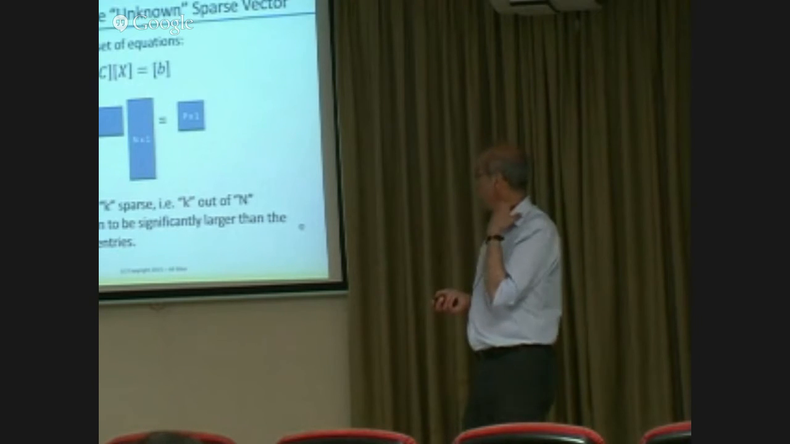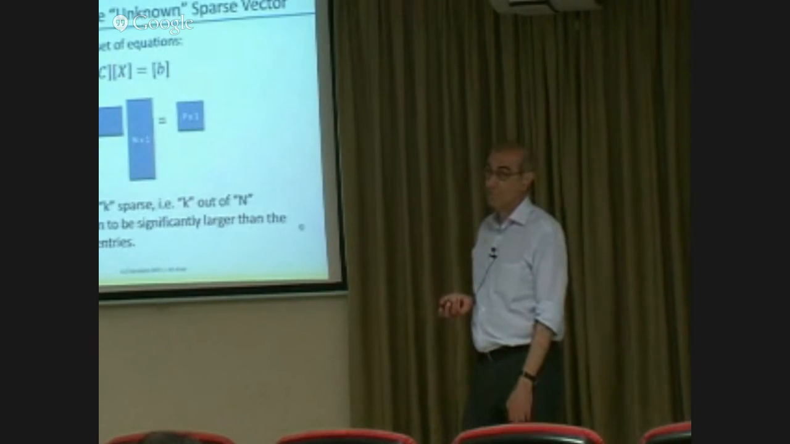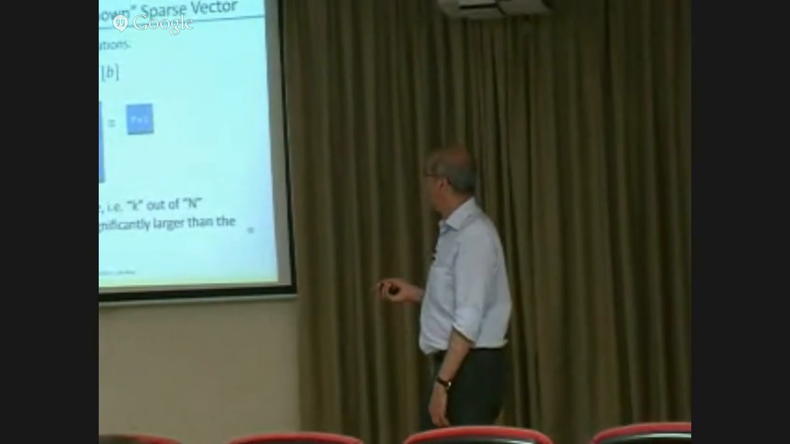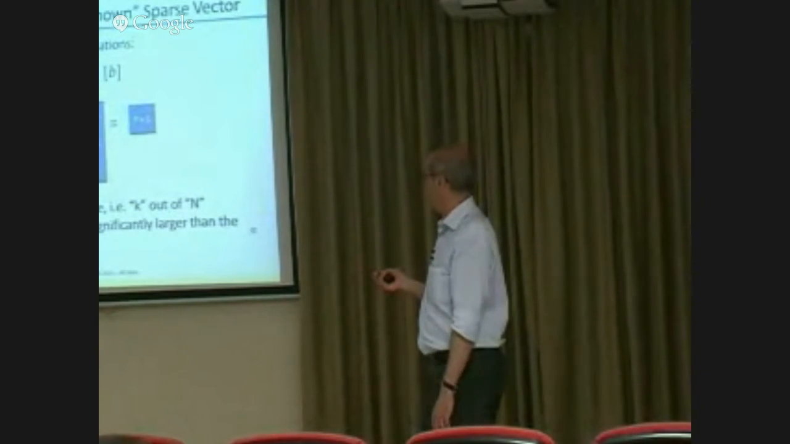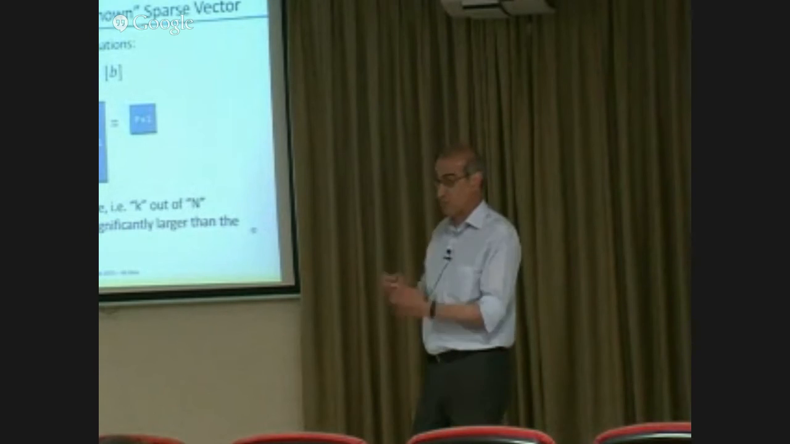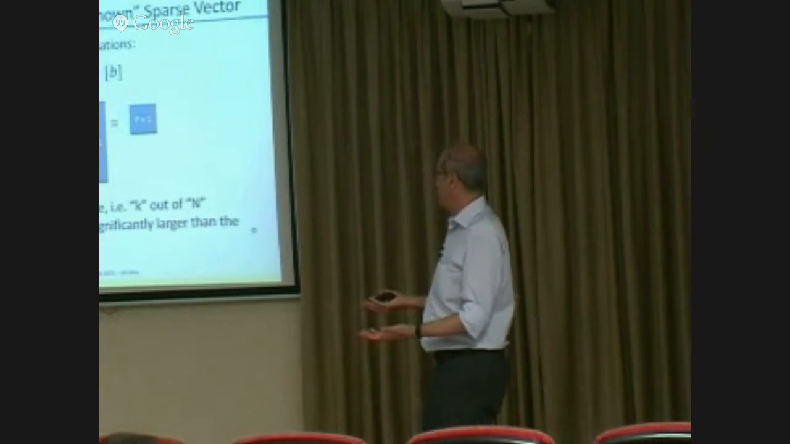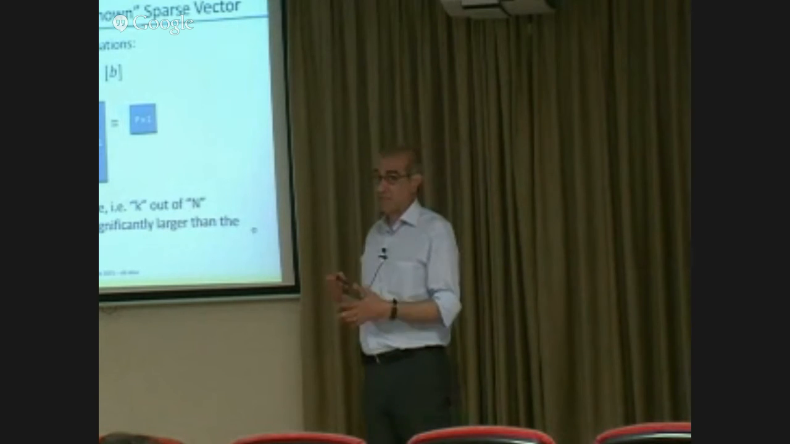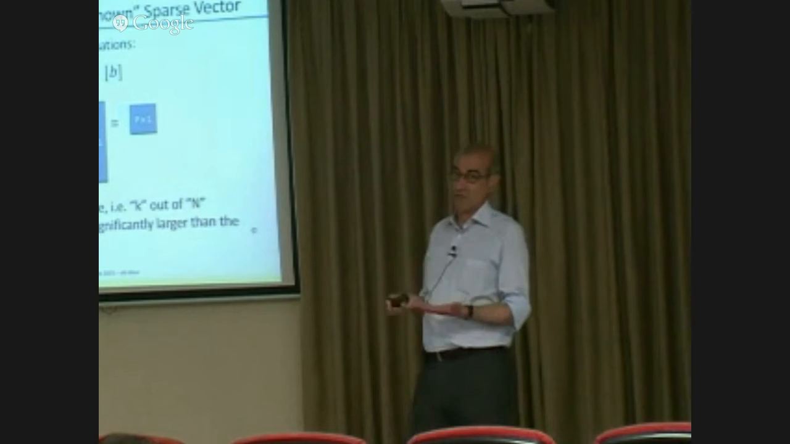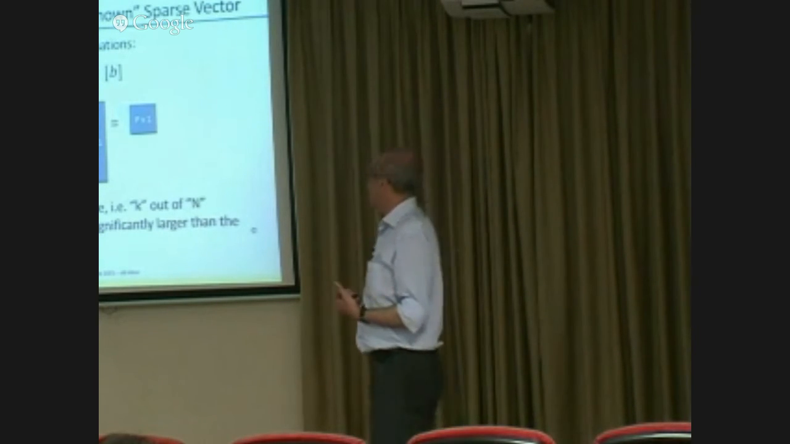But if we already know that very few of these entries will be non-zero, and the rest will be 0, then there are ways of actually solving for this X, even though you have so few equations and so many unknowns. So this is a classical problem, and recently there have been developments towards solving this sort of problem in an efficient, reliable, and robust fashion.